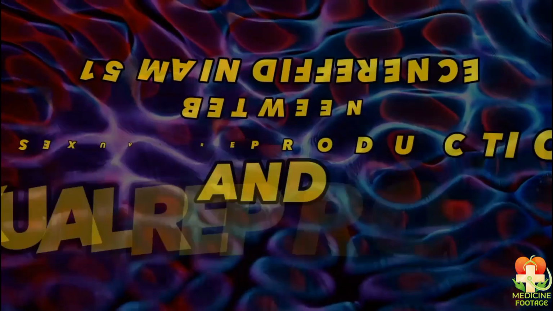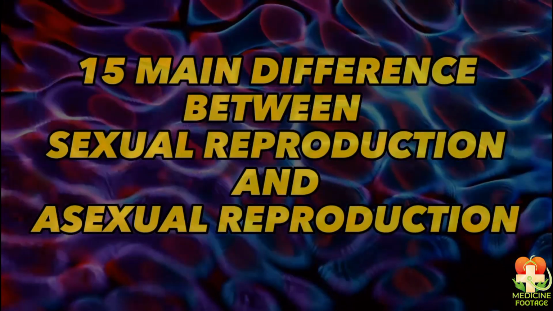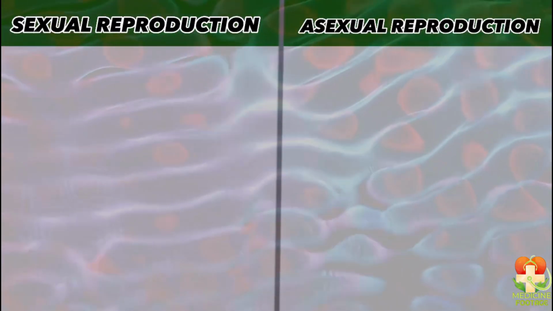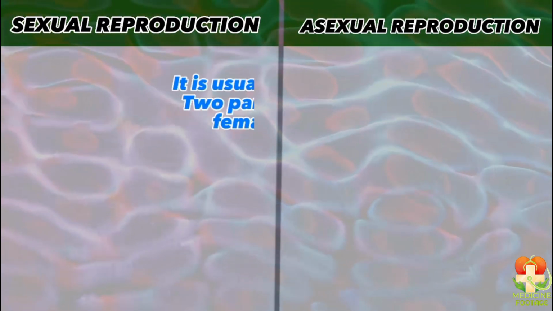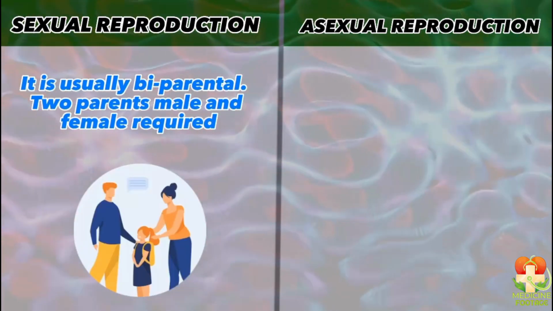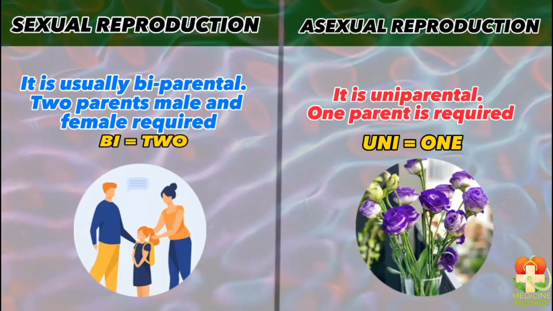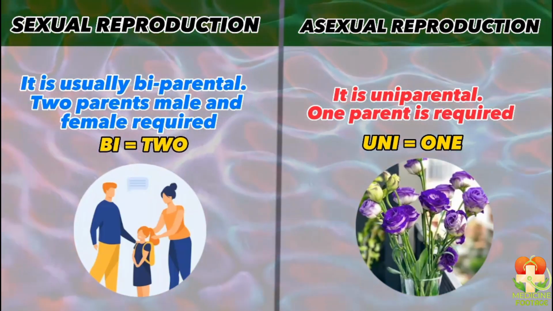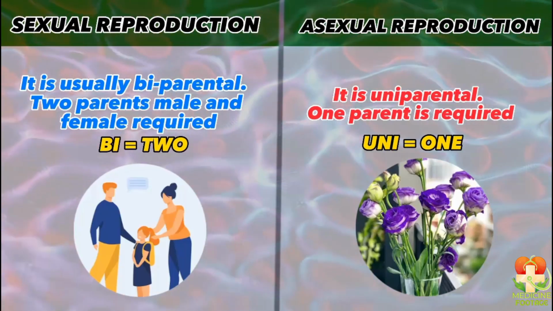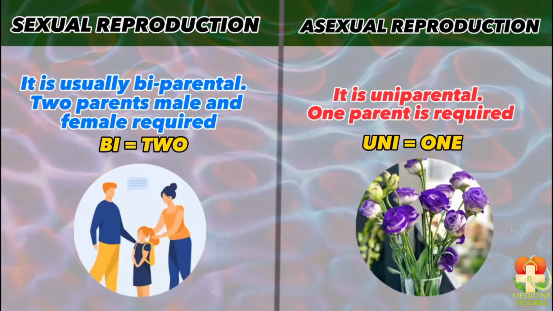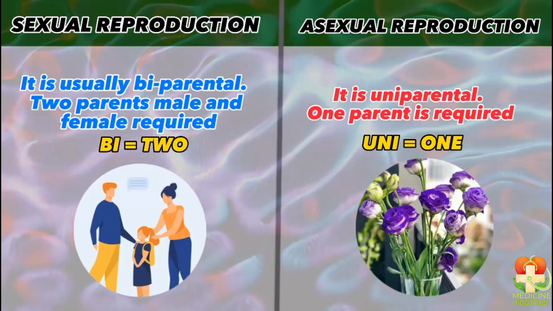In this lecture, I will discuss 15 key differences between sexual and asexual reproduction. So, let's get started. Difference number 1. The first difference between sexual and asexual reproduction is that sexual reproduction is called biparental. Asexual reproduction is called uniparental. Uni means one and bi means two. In sexual reproduction, two parents, male and female, are required, which is why it's called biparental. In asexual reproduction, only one parent is needed, which is why it's called uniparental.